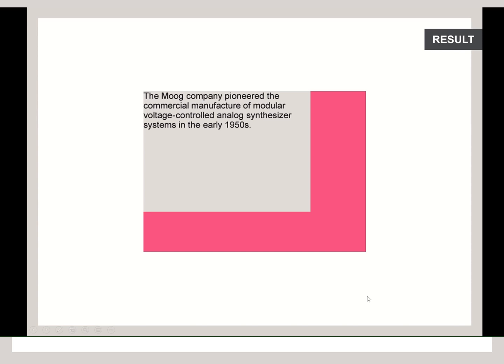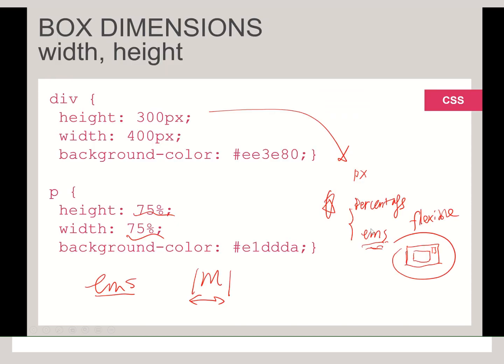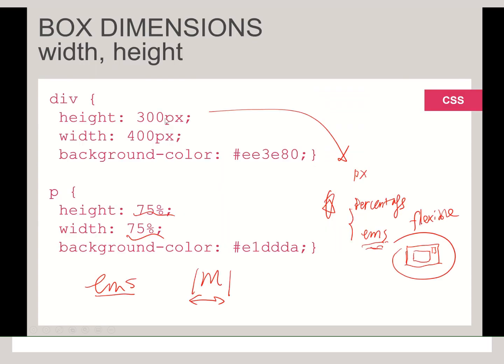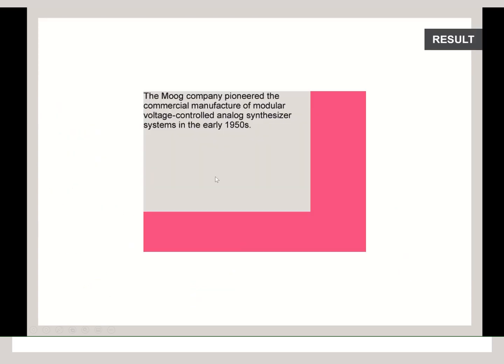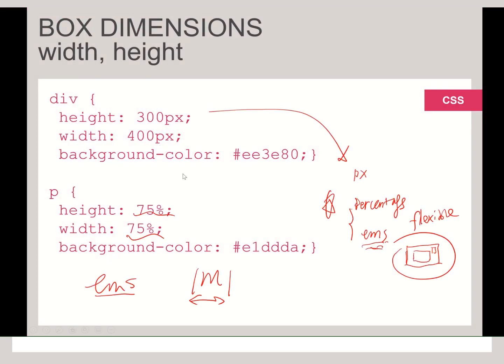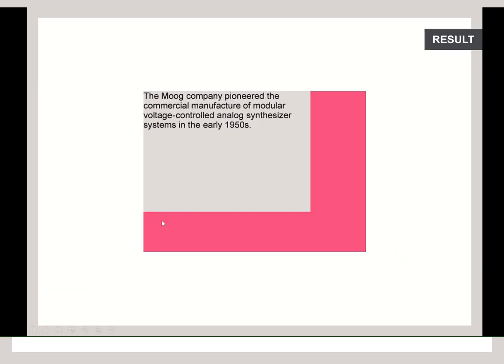So for example, for this one, the running result is like this. In the code, the container is a division, and inside the division we have a paragraph. For the division we create it as 300 pixels by 400 pixels. This is the width, this is the height. So the width is 400 and the height is 300 pixels.